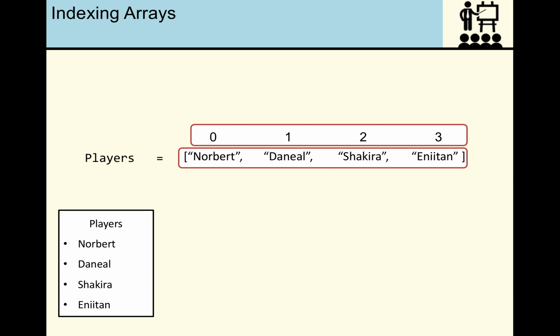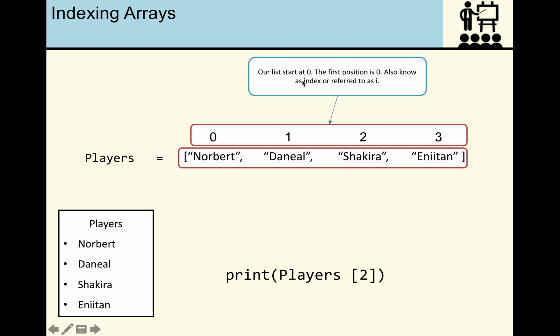Now, when we're indexing arrays, I've just added these numbers to the top here that wouldn't actually show up in your program, but it's important to know that our list starts at 0. The first position is 0, also known as the index, or referred to as i. So if I was to print players[2], Shakira would be displayed, because I'm looking at what's at the second index there, and that would be Shakira.